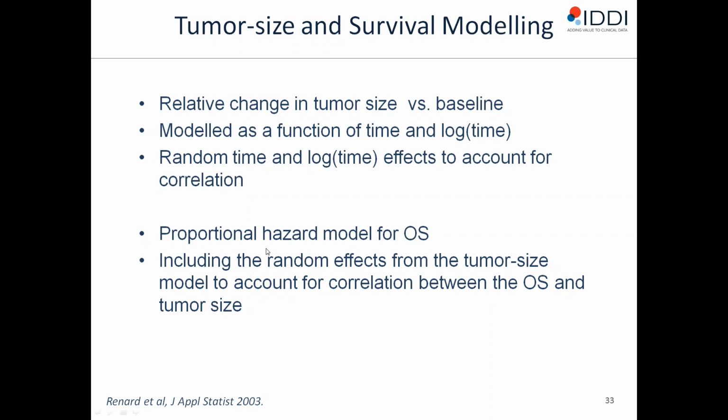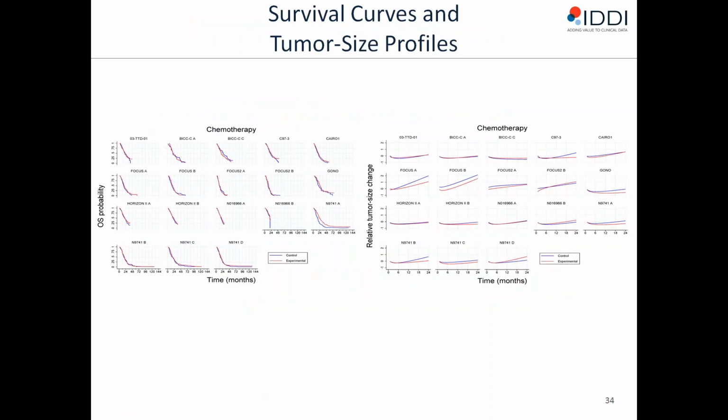We actually use a proportional hazard model for overall survival, and in order to account for the association between the tumor size measurements and survival, we have included in this proportional hazard model random effects from the longitudinal, tumor size part of the model, in order to account for this correlation. This is a methodology which has existed for almost 15 years now, and it has been used to validate, for instance, PSA as a surrogate for survival in prostate cancer.